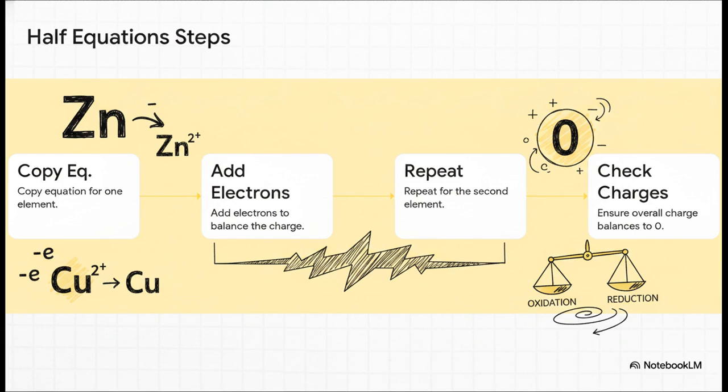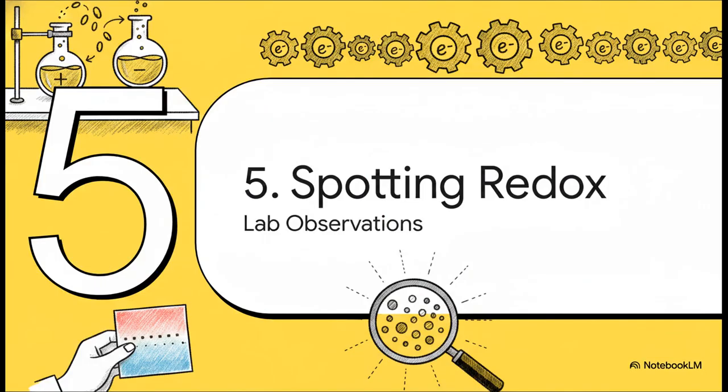Oxidation is loss. Meanwhile, the copper 2+ ion takes those 2 electrons, putting them on the left side of its equation, to become neutral solid copper. Reduction is gain. And always double-check your work by making sure the charges on both sides of your half equations balance out to 0. Okay, our final stop, part 5, spotting redox in the lab.